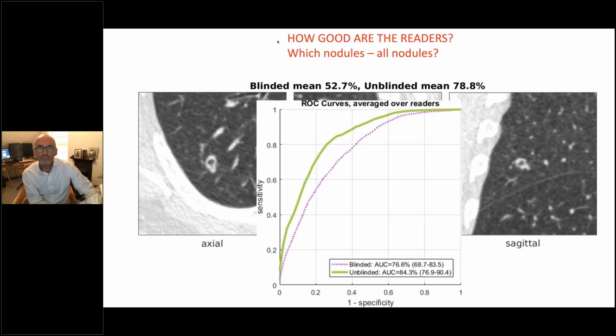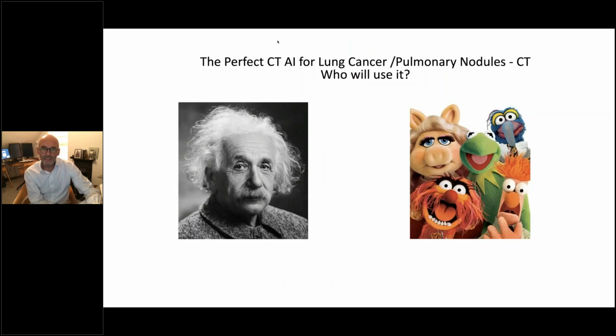But as Patricia pointed out, you actually need to determine how good the readers are, whether they're board certified, specialized, which nodules to get better. When should the reader override the algorithm? And for that, we need to know how good the reader is, and we need to know what the algorithm's been trained on. So if you have the perfect CT artificial intelligence algorithm for lung cancer, stroke pulmonary nodules, who should use it? After everything I said, do you have to be Einstein, or can any old Muppet use it that's been trained?